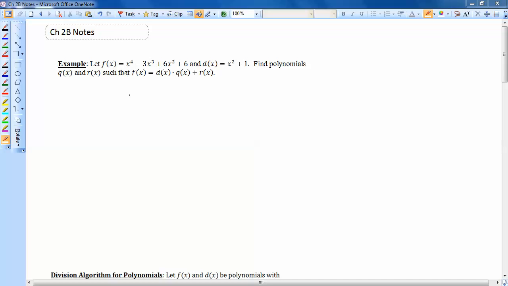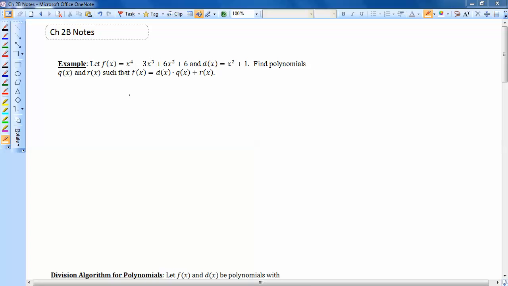So let's do some Chapter 2b notes before you jump into the 2b homework. There's no handout for this, so you can either take notes on your own and pause when you need to, or just watch. All of the main theorems and algorithms in this section are already on your 2b handout, so it's up to you if you want to do the examples with me or just watch.